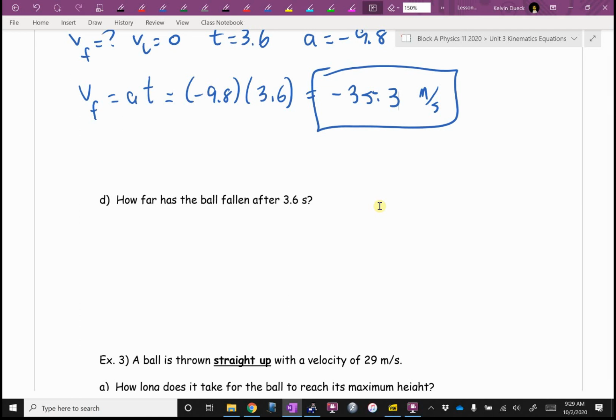Okay. So, by the way, technically it's not a distance. You're going to find a displacement because it's going to have a directional component. Above will be positive, below will be negative. D equals question mark. What else do I know? VI is 0. T is 3.6. A is negative 9.8. Which equation?